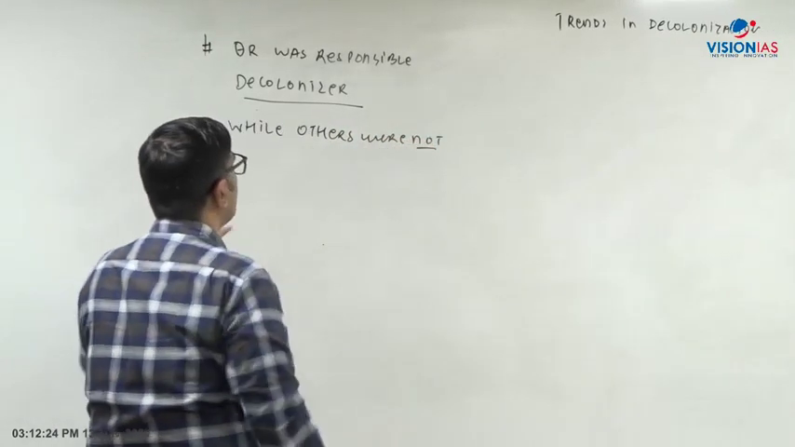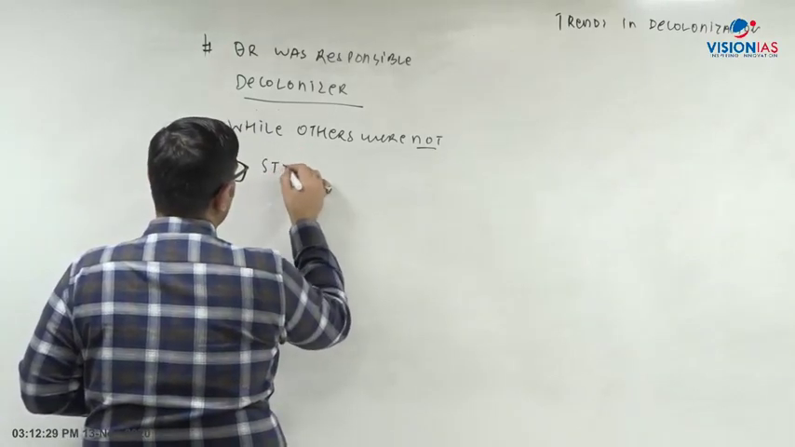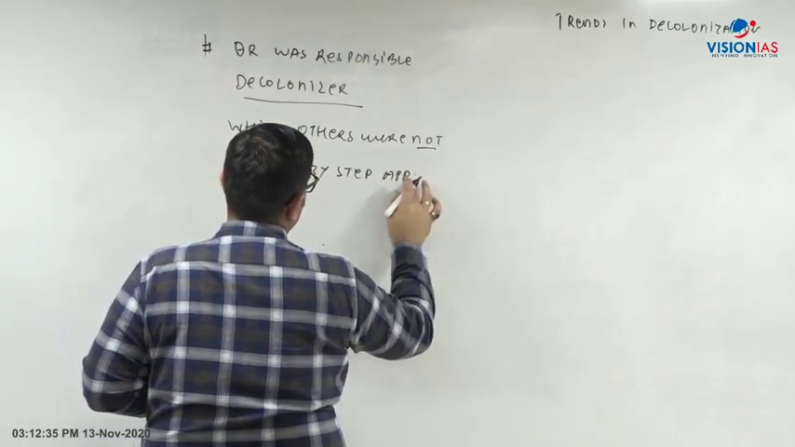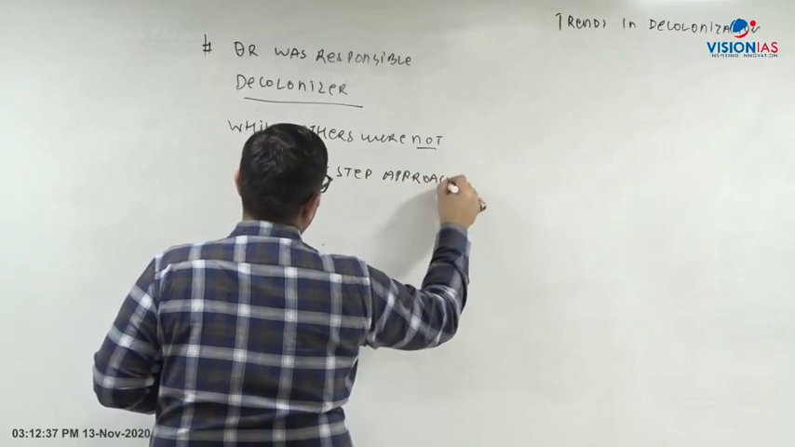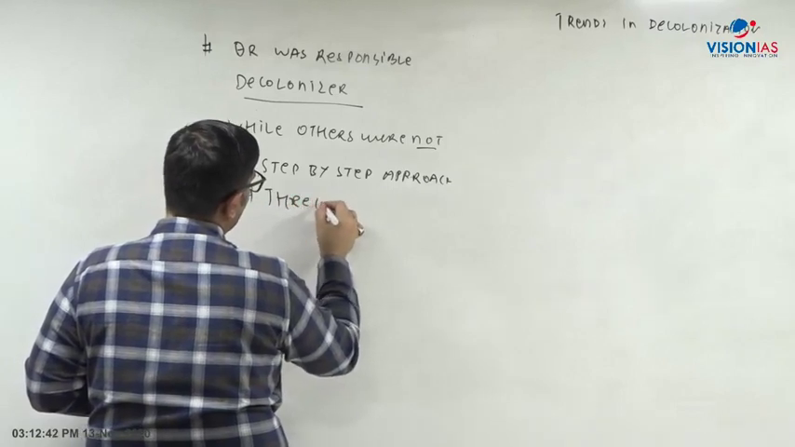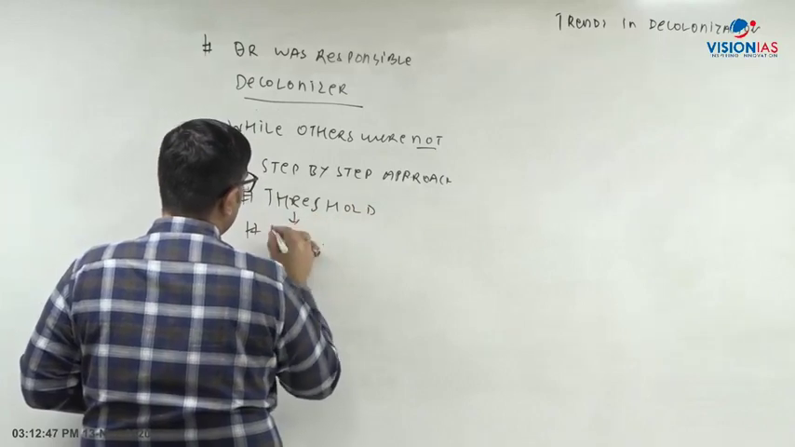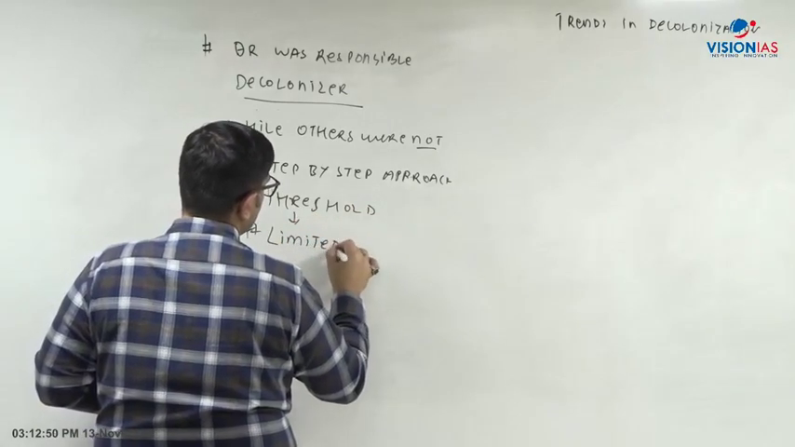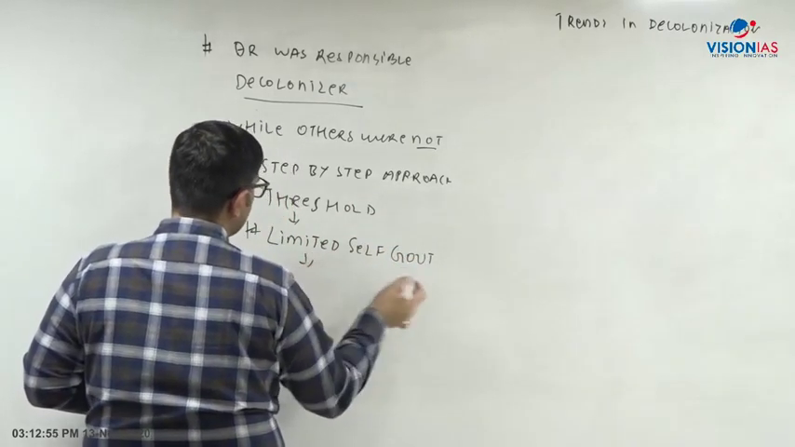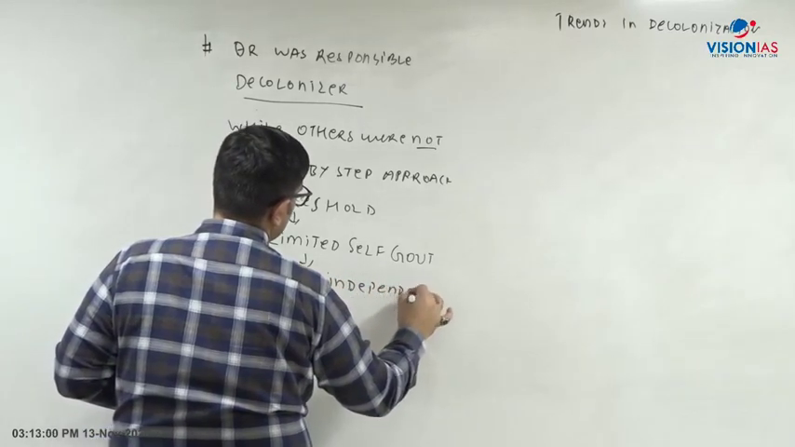So this was one trend, that the Britishers were the responsible decolonizers. How? First of all, they followed a step by step approach. In this step by step approach, first of all, there will be a threshold. They will wait for a threshold. Once the threshold is reached, after that they will give limited self-government. Once the limited self-government has been reached, after that they will give full independence.